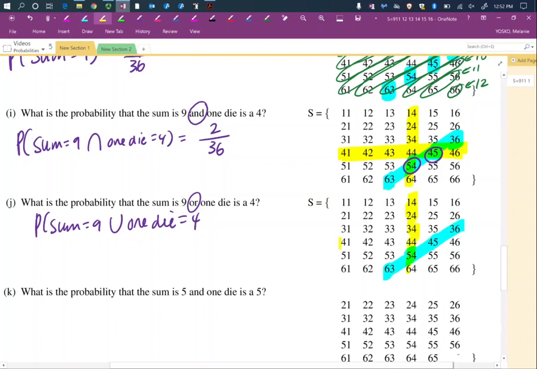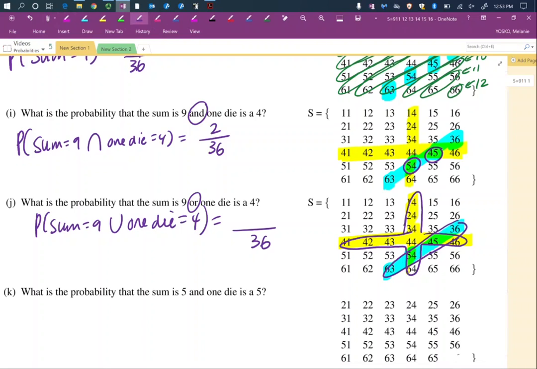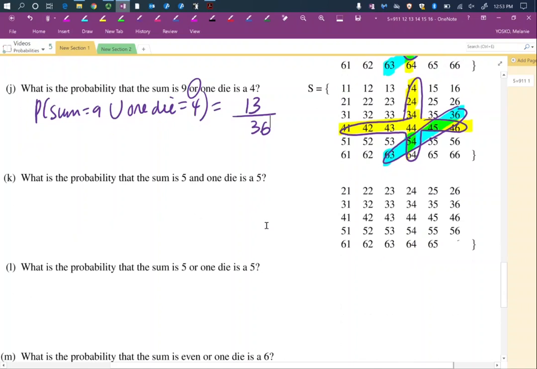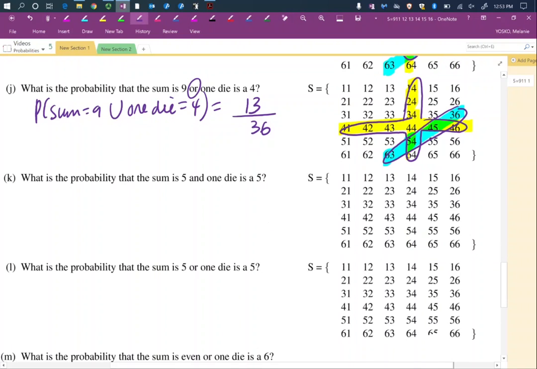One die is a 4, or these. It says or, so we're going to union them. We're going to circle all of them. All of these and all of these. If it's written down in either place, we're going to write it down. So 36 is our denominator, and then we go 1, 2, 3, 4, 5, 6, 7, 8, 9, 10, 11 for the yellow plus, 12, 13. 13 out of 36.